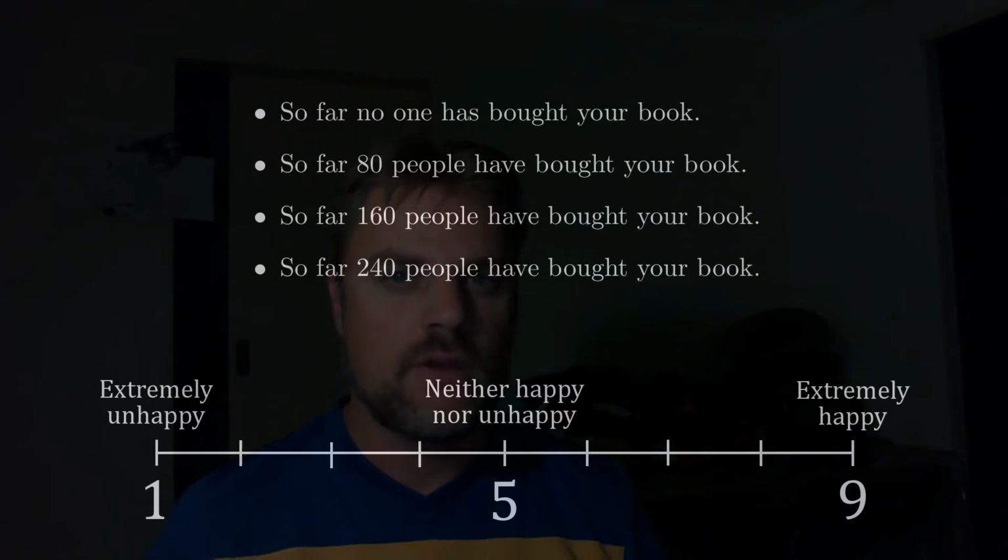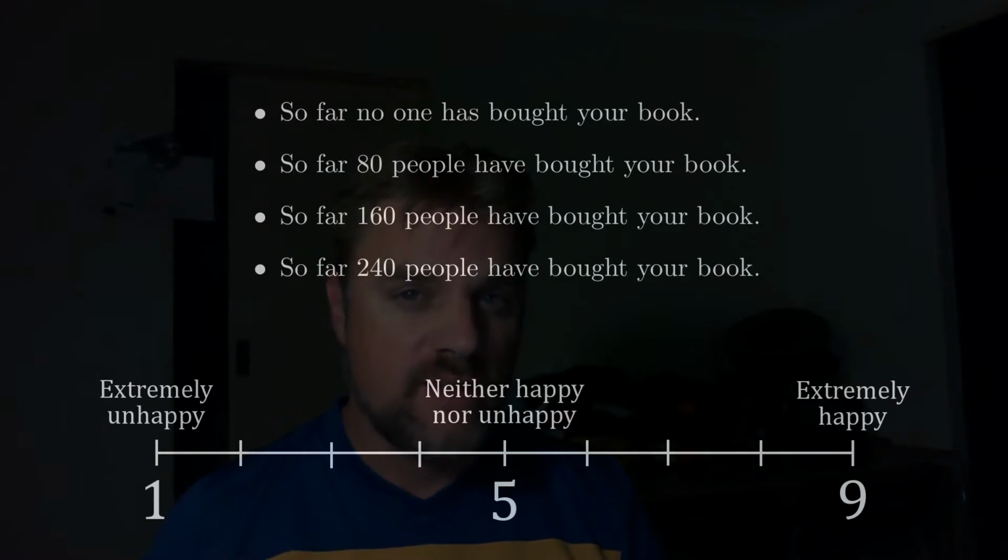This week we're looking at the distinction bias. Here's a simple example. Suppose that you are a keen poet who has written a book of poetry. You put the book up for sale, and after a while you check in and find one of the following scenarios has occurred. So far, no one has bought your book. So far, 80 people have bought your book. So far, 160 people have bought your book. So far, 240 people have bought your book.